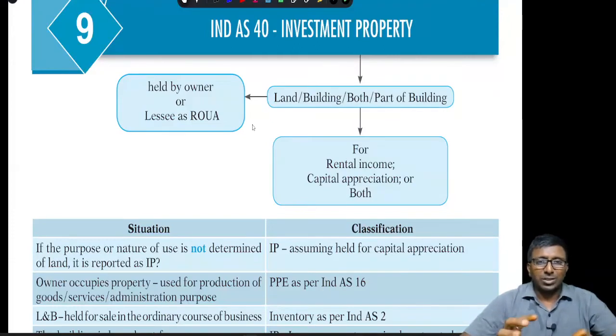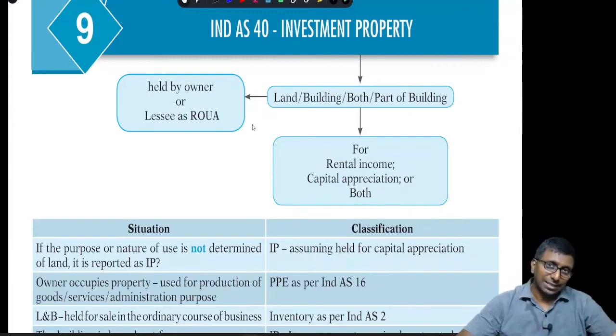These charts are from my quick revision fast track chart book, which is available on my website, ravikanthmiriyala.com. Let's look at Ind AS 40, Investment Property. What is investment property? Investment property is land or building, or both, or part of a building, which is held by us as a legal owner, or where we are a lessee holding it as an ROUA. And what is the purpose? The purpose may be rental or capital appreciation, or both. Then it can be investment property.